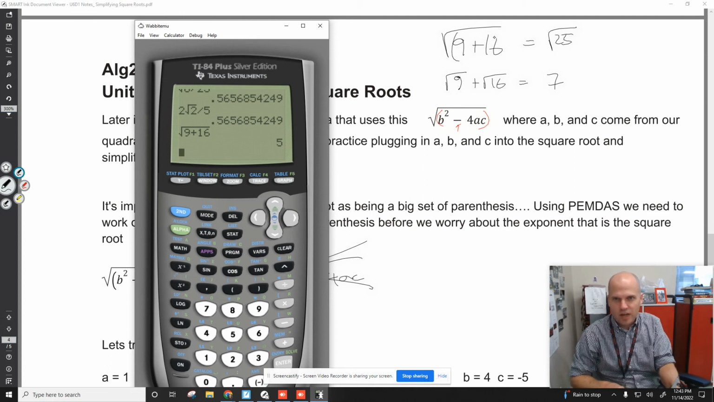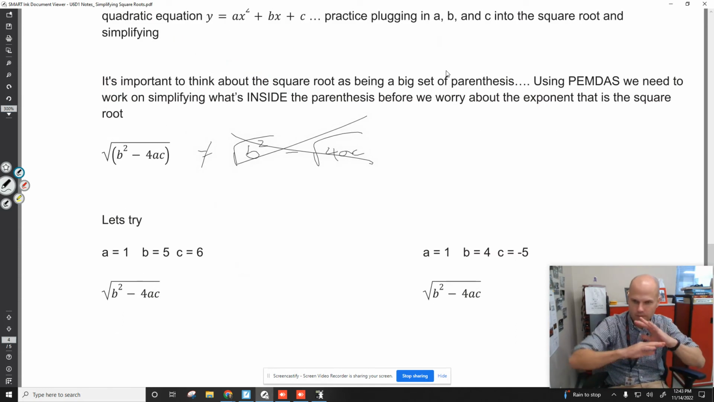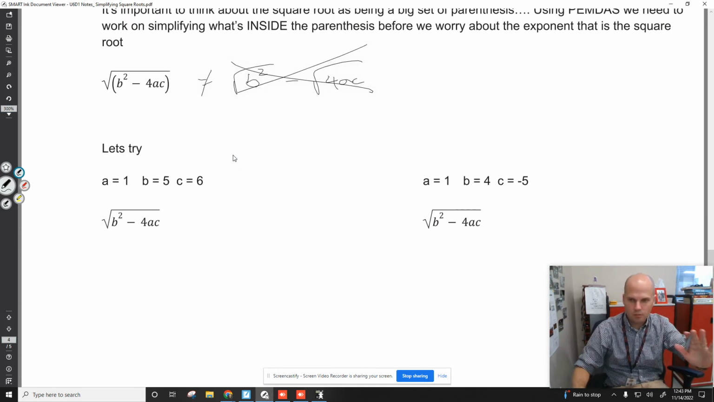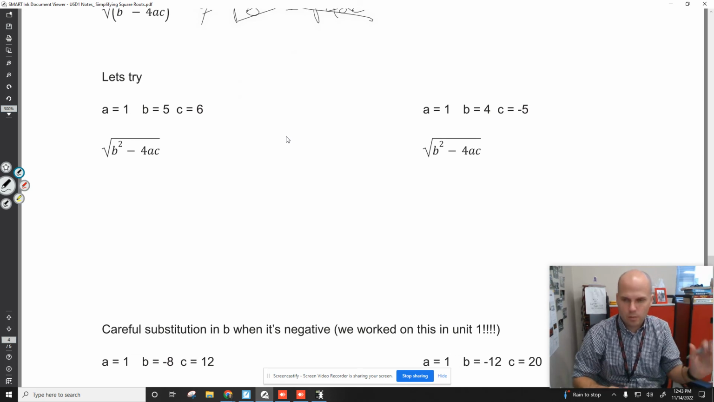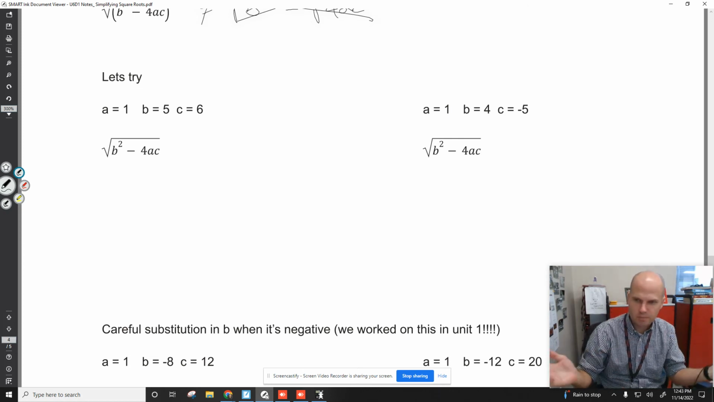We have to simplify the stuff with the addition in the parentheses first before we take the square root. So that was a lot just to say, just be careful here. Don't separate the square roots like we've been doing. Instead, this is what we're going to do. We are going to practice plugging in values into this formula. Okay? And then we're just going to simplify.